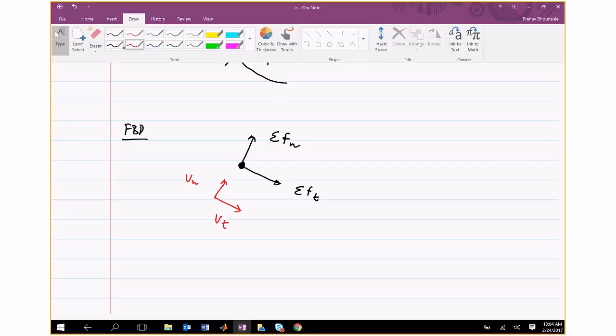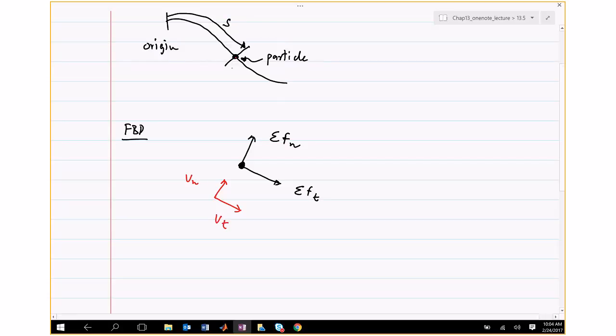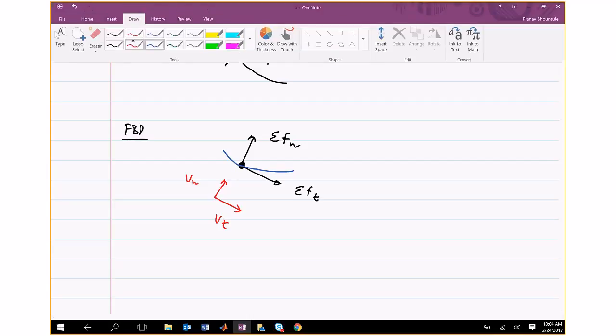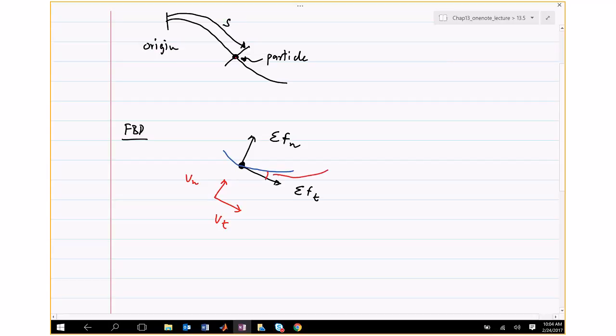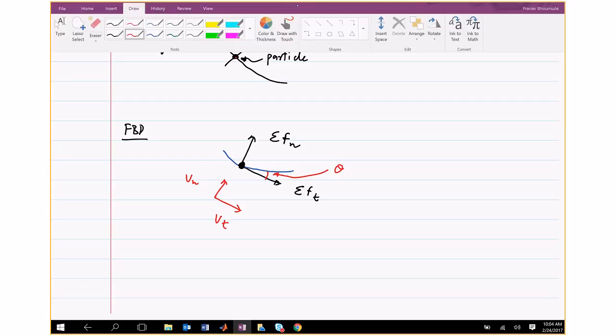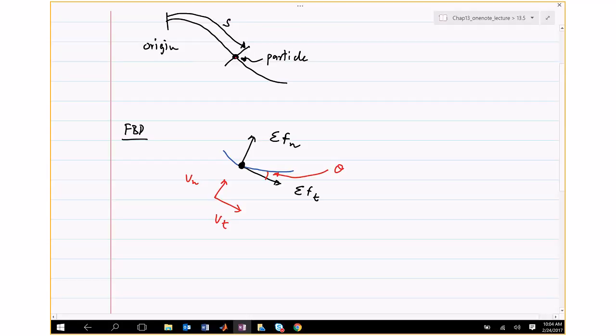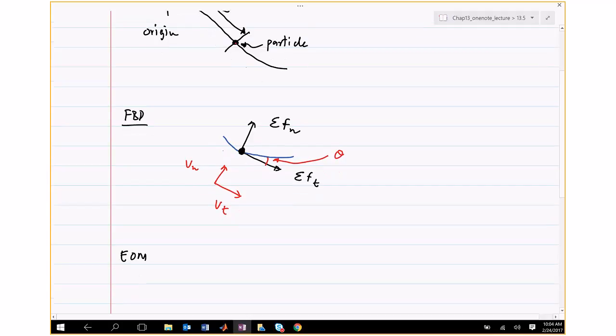And the path is something like this. So then this angle here is theta, and I'll put that in a minute. So that's theta, and I'll write theta in a bit. But first, write the equations of motion. Okay, I'm going to abbreviate the equations of motion as EOM henceforth.